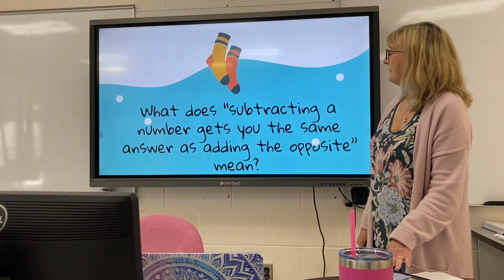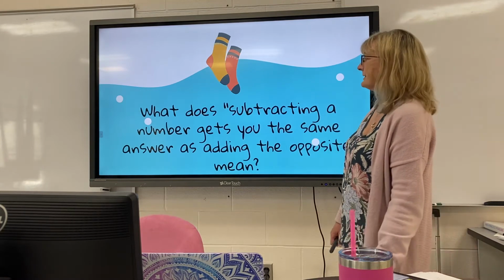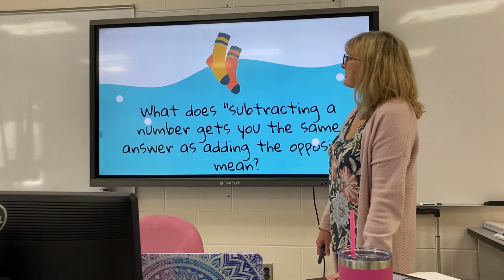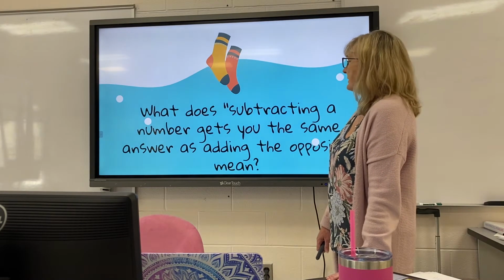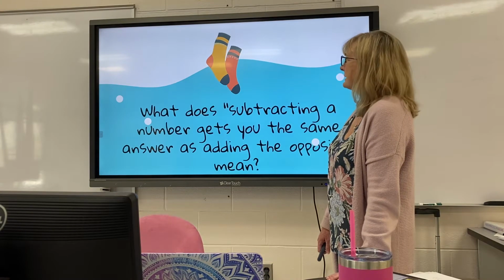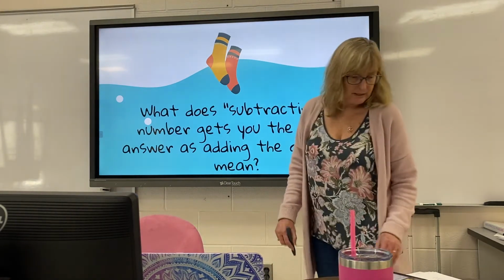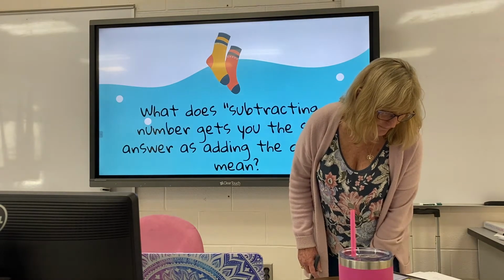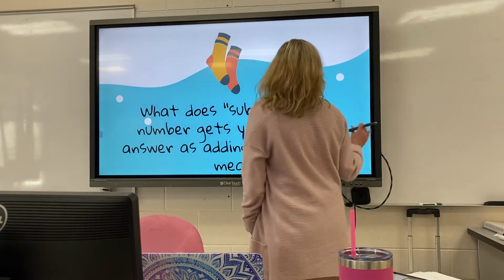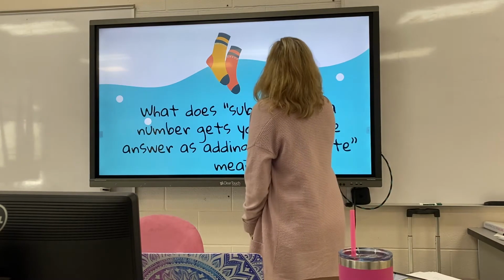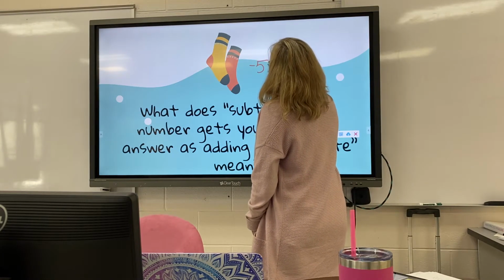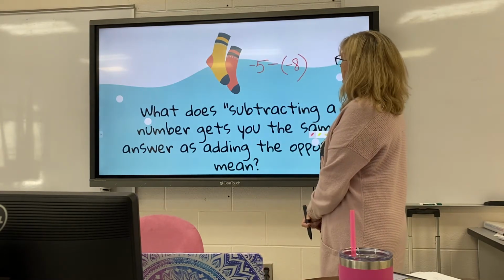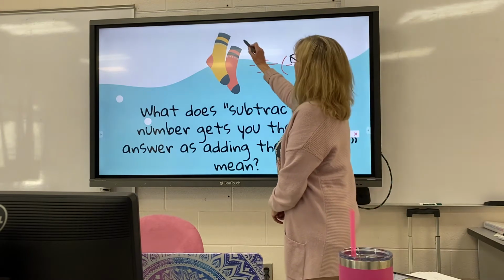So, what does it mean subtracting a number gets you the same answer as adding the opposite? What do you think that means? Subtracting a number gets you the same number as adding the opposite. Well, let's go back to -5 minus -8. Let's think about what that looks like on a number line.